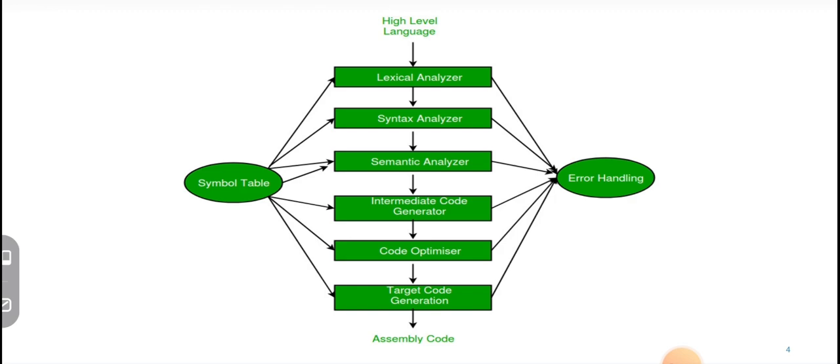The next one is the symbol table. From the first phase of the compiler to the last phase of the compiler, if you identify any variable or constant, its value will be stored in a symbol table. Some attribute operations can also be added in the symbol table. If any error is displayed in any of the phases of the compiler, the error handling will be managed by that particular type of error.